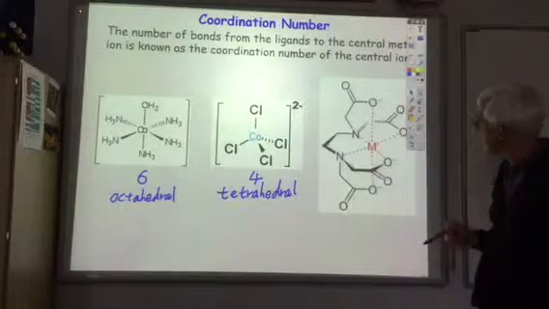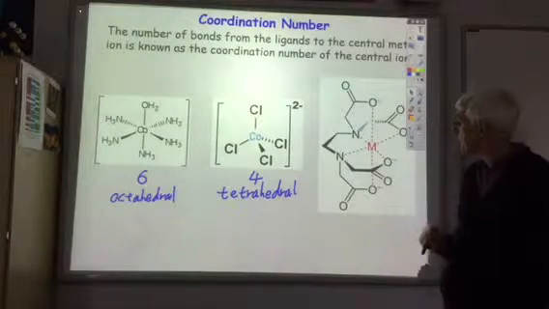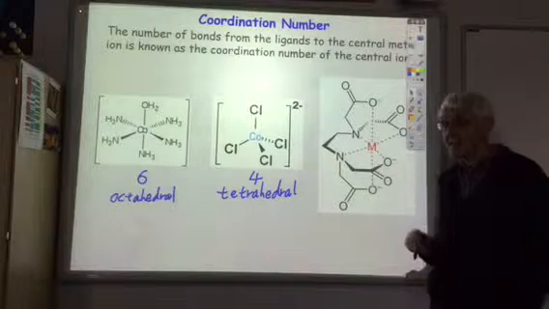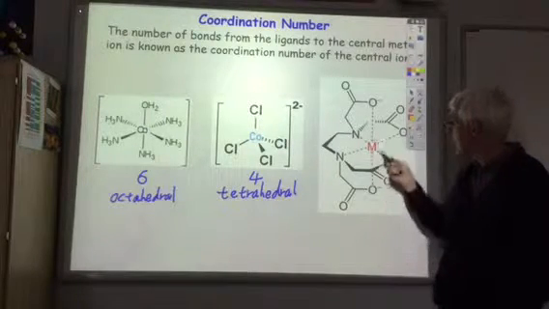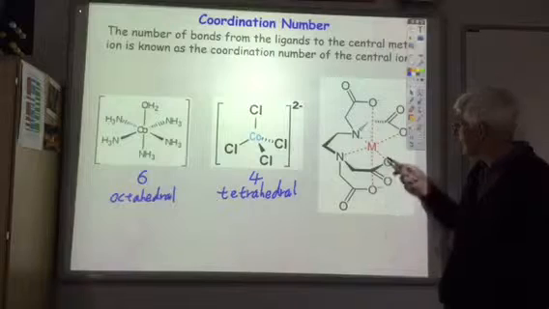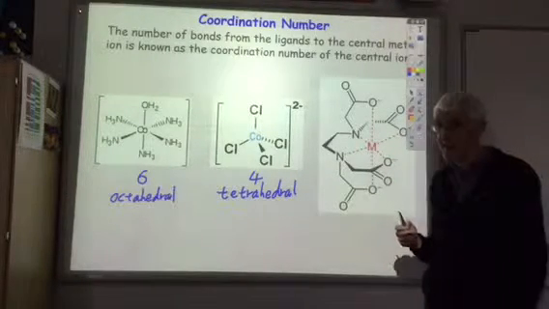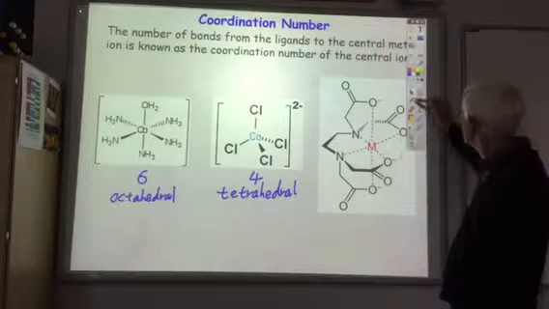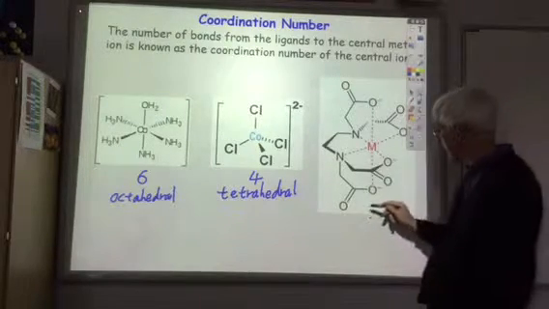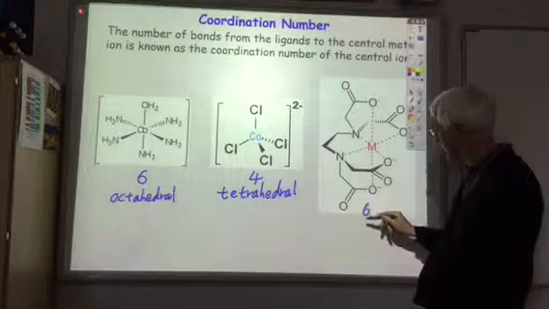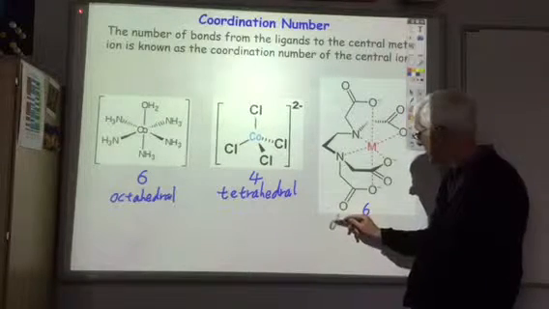And finally, this shows the ligand EDTA bonded to a central metal ion. And there's 1, 2, 3, 4, 5, 6 dative bonds. So once more, the coordination number is 6 and the shape will be octahedral.